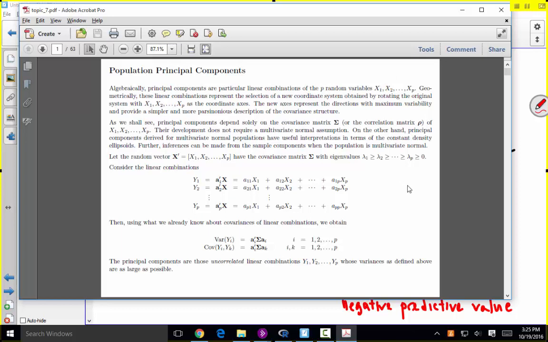And suppose we want... okay, before I state the task, let me just say some basic things here. We have p-dimensional data. I have p random variables. Let's say that they have a covariance matrix, capital sigma, and a correlation matrix, boldface rho.